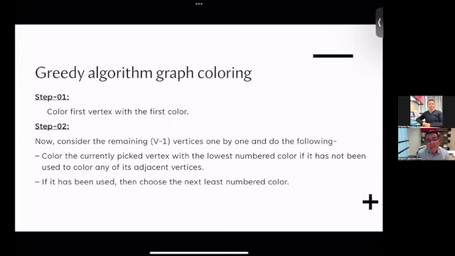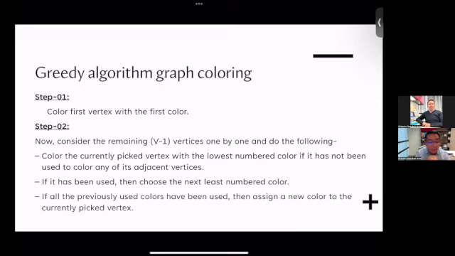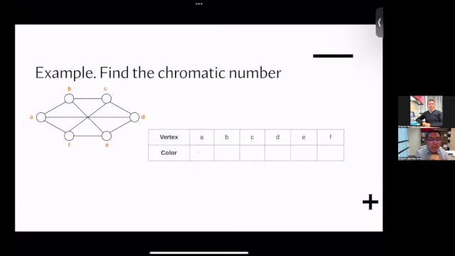Of course, if when I am considering a color I discover that it was used in an adjacent node, I cannot use it, and then I have to move to the next lowest numbered color. We will see it in an example in a moment. And of course, if at some point all the colors have been used, then I will need to incorporate another one from the box. Let's try to see how this works.